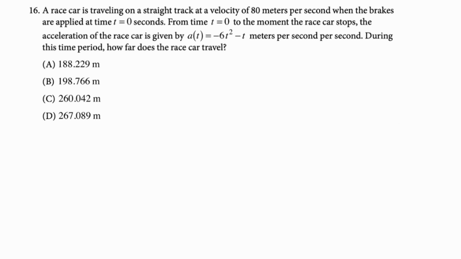16. A race car is traveling on a straight track at a velocity of 80 meters per second when the brakes are applied at time t equals 0. From t equals 0 to the moment the race car stops, the acceleration of the car is given by a of t equals negative 6t squared minus t meters per second per second. During this time period, how far does the car travel?